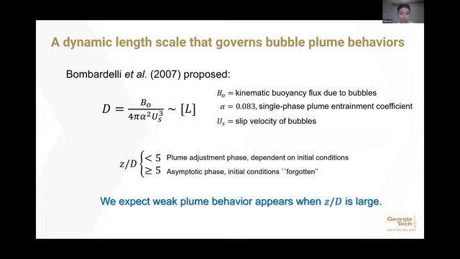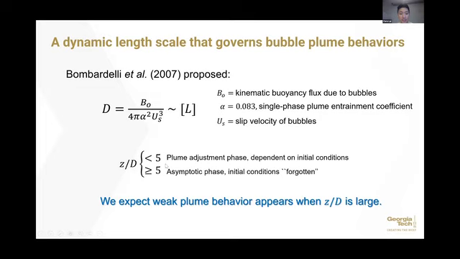For a bubble plume, there is an important dynamic scale that characterizes its behavior as a function of the distance. That dynamic length scale is called D, and is proposed by Bombardelli in 2007. It is basically a ratio of the buoyancy force relative to the slip velocity or the momentum of the dispersed phase, given as such. The idea by Bombardelli is if you normalize your vertical height with this dynamic length scale D, there are two distinct phases that you can expect.